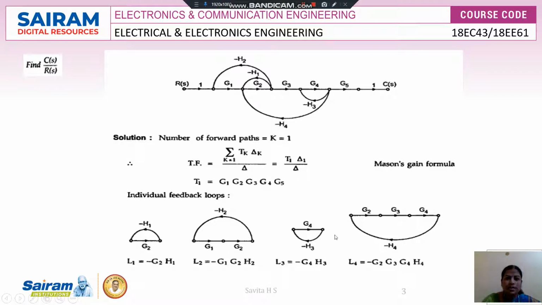Now we can see the individual loops. The first loop I am taking here, I write it as G2 H1. Loop 2 is G1 G2 and H2. Then loop 3 is this one, G4 and H3. And L4 is G2 G3 G4 and H4. So we are getting a total of 4 loops.